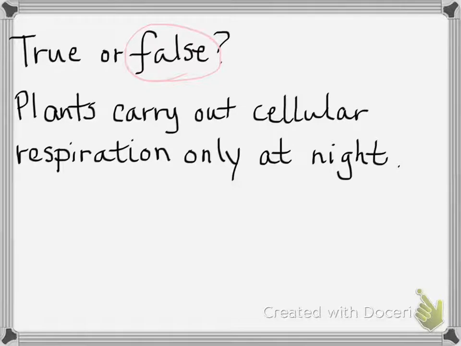What's cellular respiration trying to make? ATP. Cellular respiration tries to make ATP. When do cells need ATP? During the day. Always. That's great. They need it always. Okay, so the reason this is false is plants carry out cellular respiration 24/7. What does that mean, 24/7? All the time.